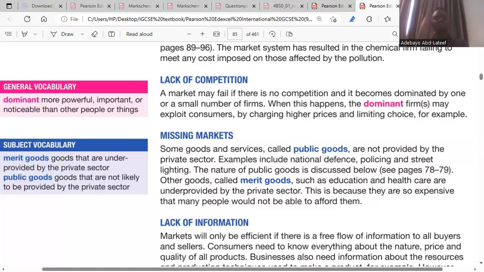The third one is missing market. When you talk about missing market, in that industry, there should be provision of public and merit goods. But what happens with the private sector? The private sector cannot provide public goods. They prefer to provide goods that are excludable and rivalrous, because that is where they will be able to make more revenue. You get the point here?